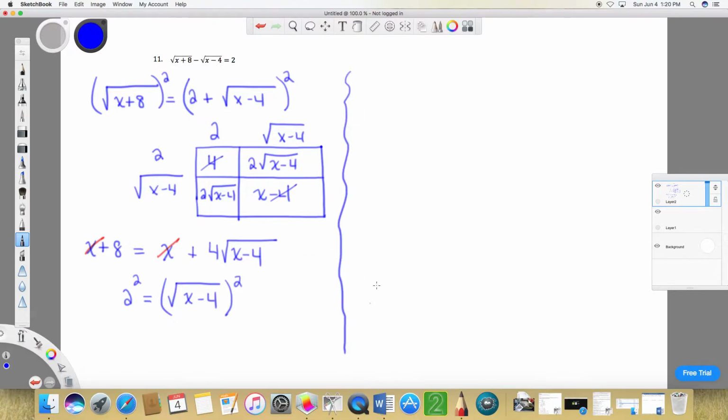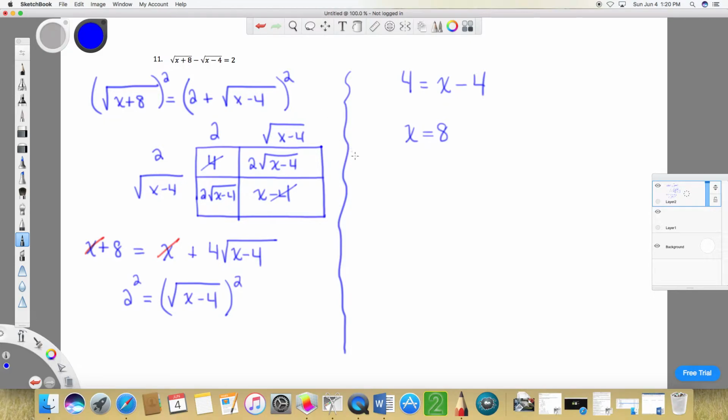Rather than shrink that up, I'm just going to continue over here. 2 squared is equal to 4. And when I square this radical, the radical goes away, and I have x minus 4. And if I add 4 to each side, I have x is equal to 8. Now, I need to check that in the original equation.